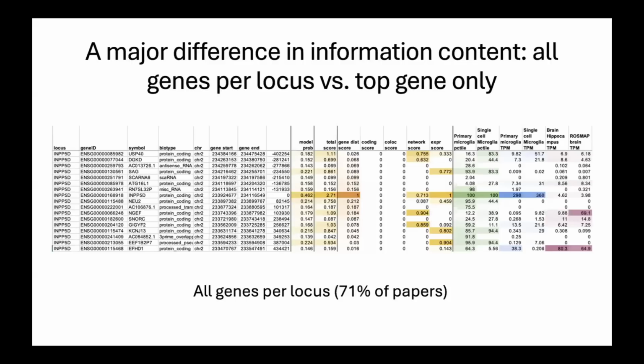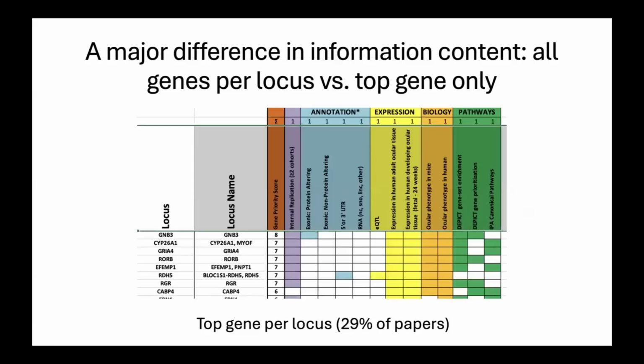Another major difference within these PEG list papers was that some of them present evidence for all genes in a locus. Here's an example. Every row in this spreadsheet is a gene in one locus, and evidence types are color coded for the strength of evidence. 71% of papers did this, but the rest only presented the top gene per locus. Here's an example of another really nicely organized PEG list, but it only gives the top gene in the locus, so you're losing the evidence for the other genes in that locus.